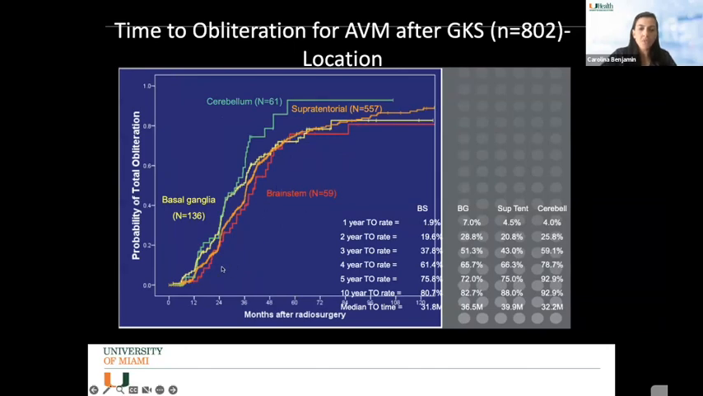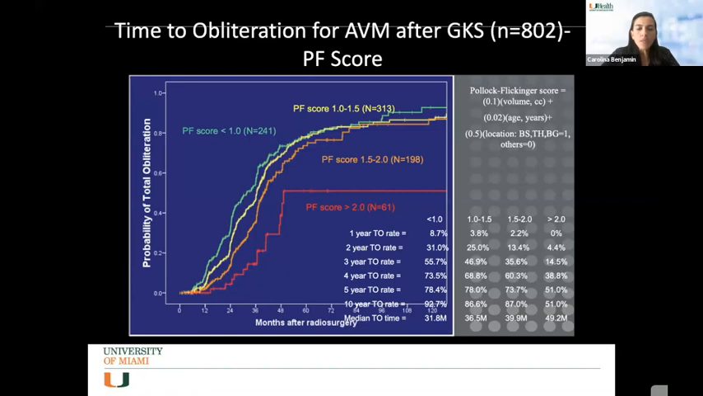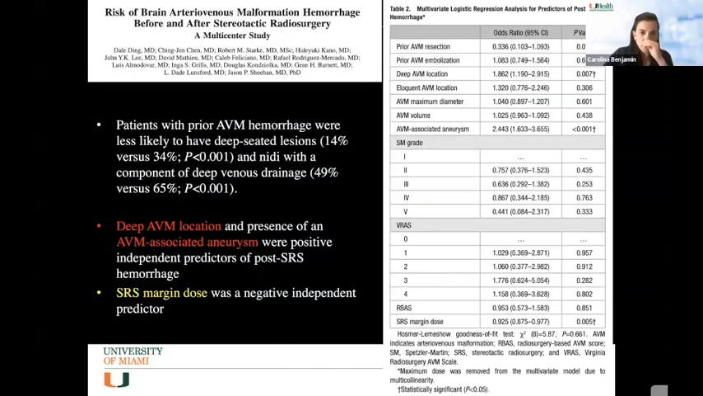Again, based off of location, as we had mentioned previously, some of the brainstem AVMs can be more difficult to treat, whereas other supratentorial or cerebellar AVMs tend to do a little bit better. And then this is just based off of the Pollock-Flickinger score, with a score greater than 2 doing worse. So that was a single center study, right? And as we all know, those have limitations.